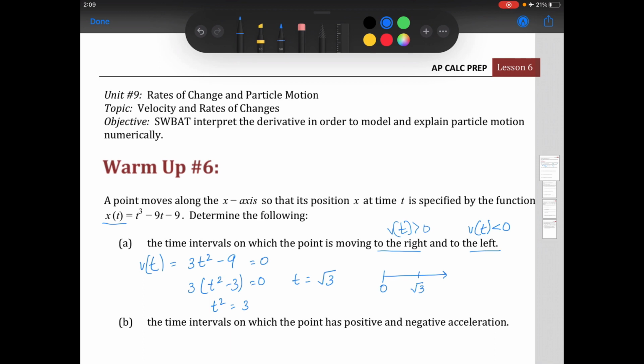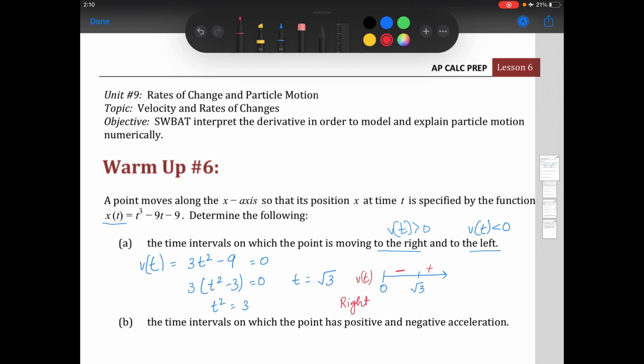Root 3 is 1 point something, so between 0 and root 3 I can pick 1, and since this is a velocity number line, I'm going to write that here so we know this. I'm going to substitute in my velocity equation. If I substitute 1 into my velocity equation, I get a negative number. So it's negative here, and if I substitute a number greater than root 3, let's say 2, I do get a positive number here.